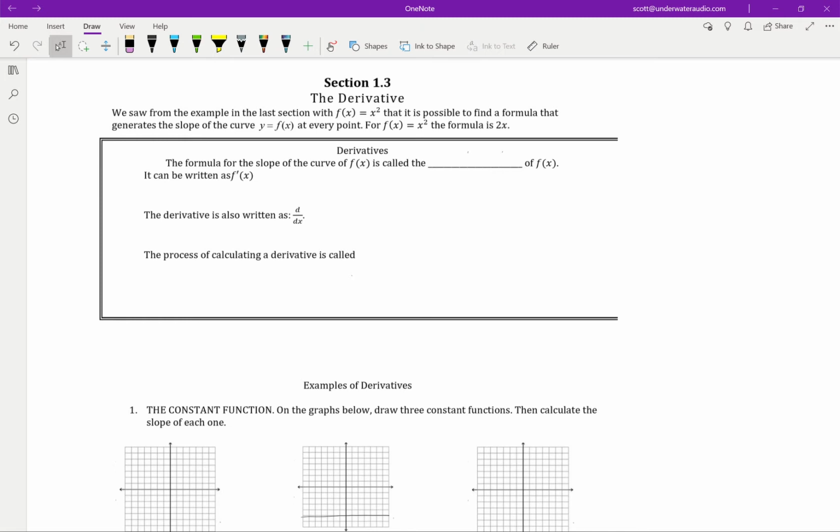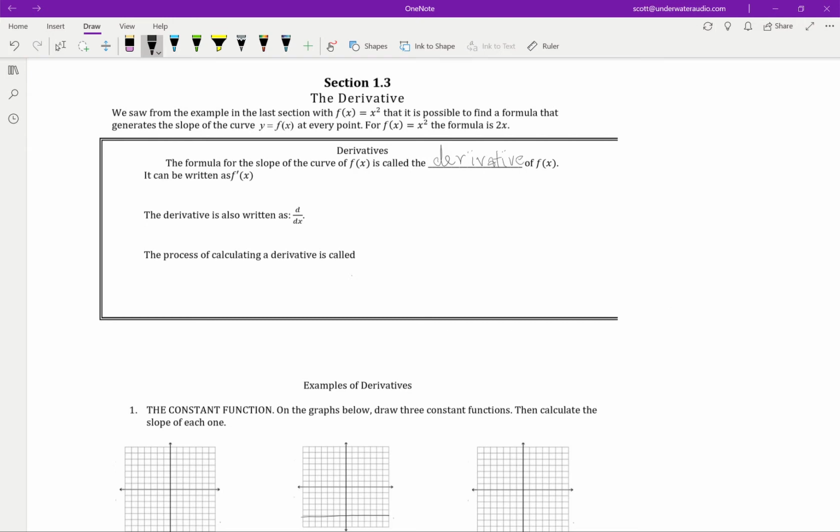So this idea where you can have a curve and then there's a formula that will tell you the slope at any point is actually a derivative. So the formula for the slope of the curve f of x is called the derivative of f of x. So I'm going to write that and then kind of walk through it one more time.